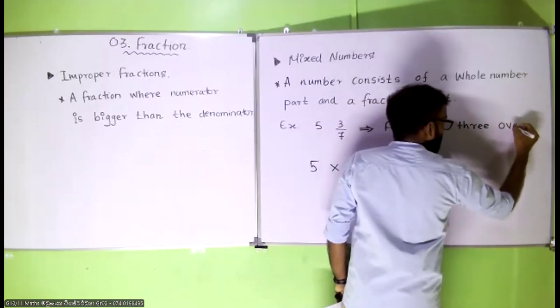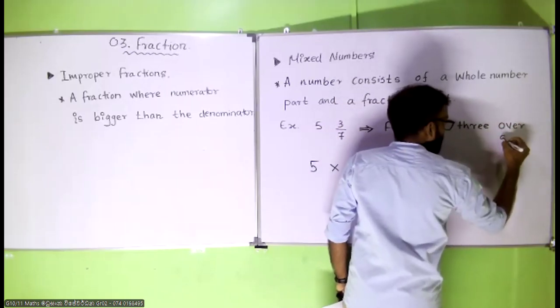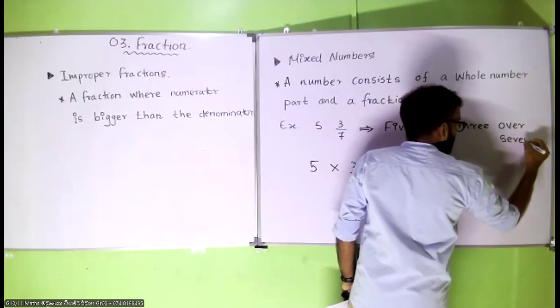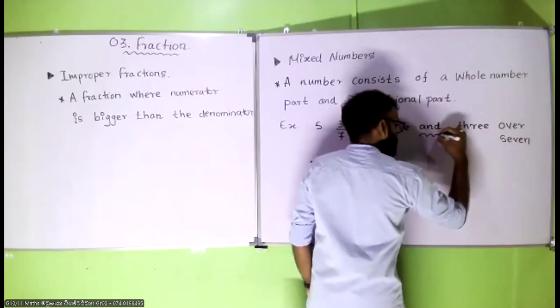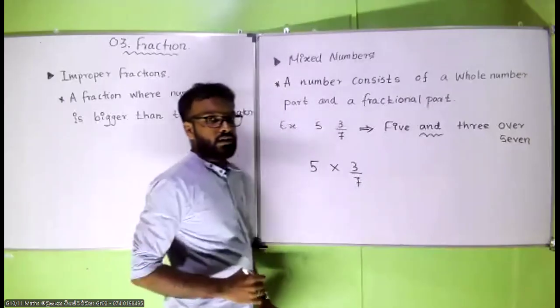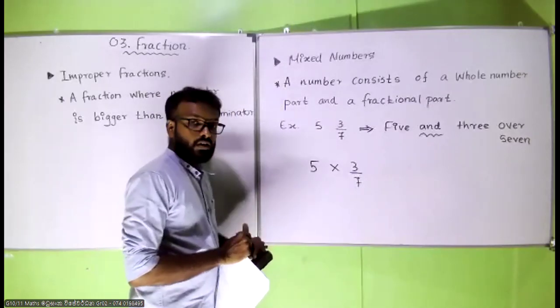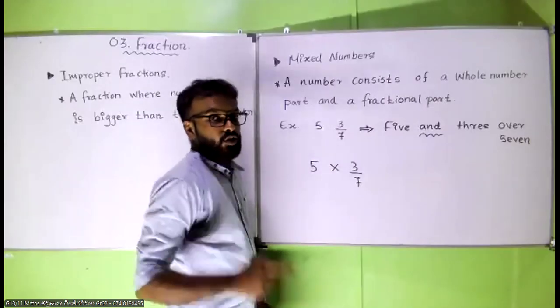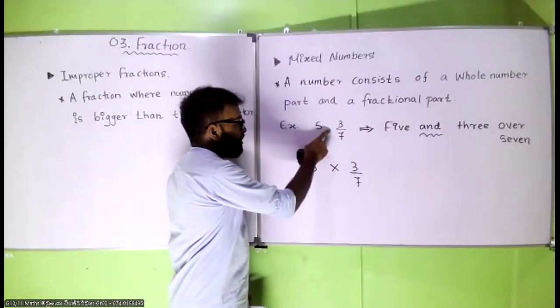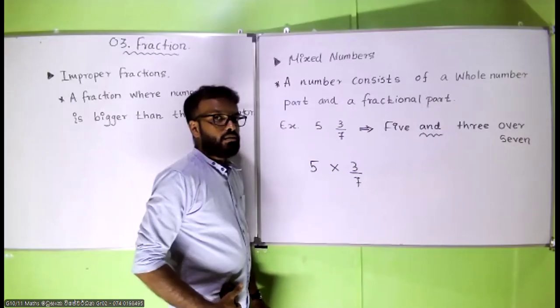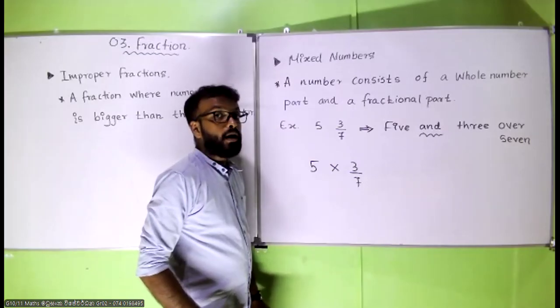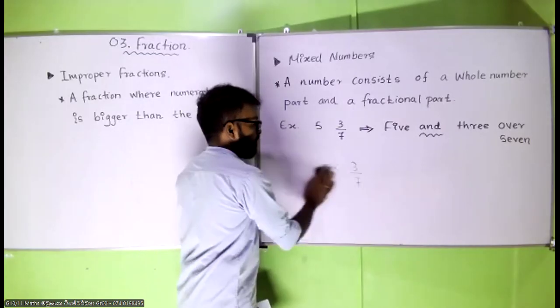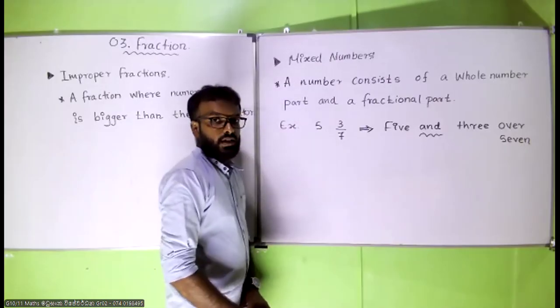3 upon 7, whatever. But don't change this word. Totally wrong. You cannot write it like this 5 times. You cannot find here any multiplication. Right?